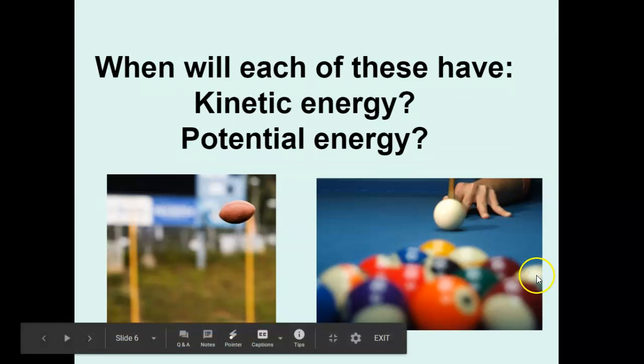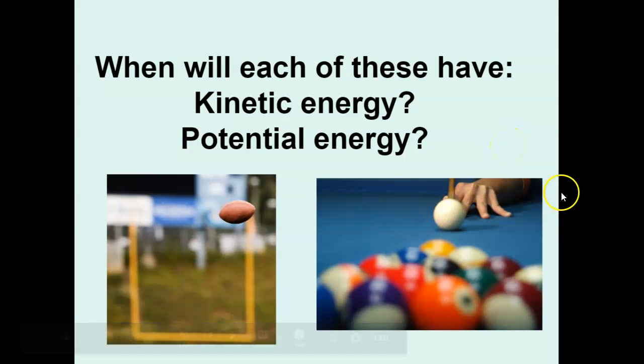The last thing I'd like you to look at with me today is these two pictures, the football and the pool balls and the cue stick. As you look at each of those pictures, think for me: when will each of these have kinetic energy, and when will they have potential energy?